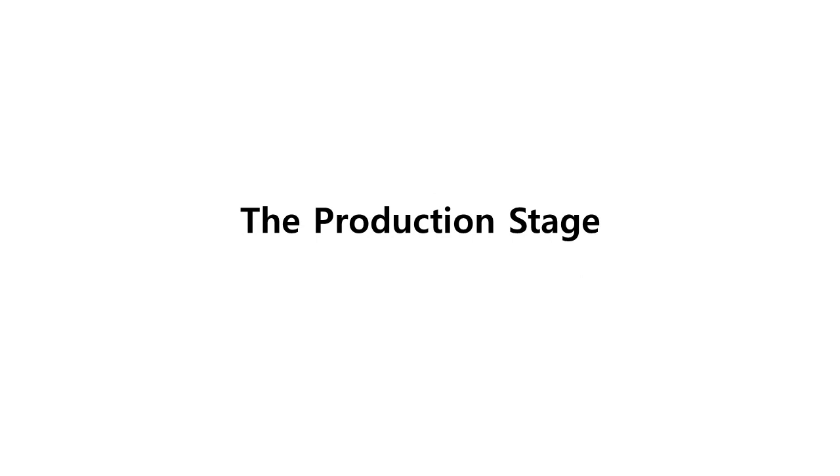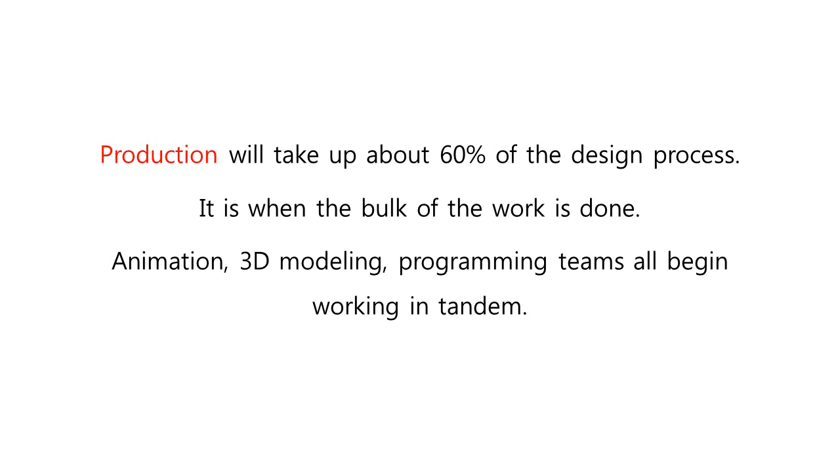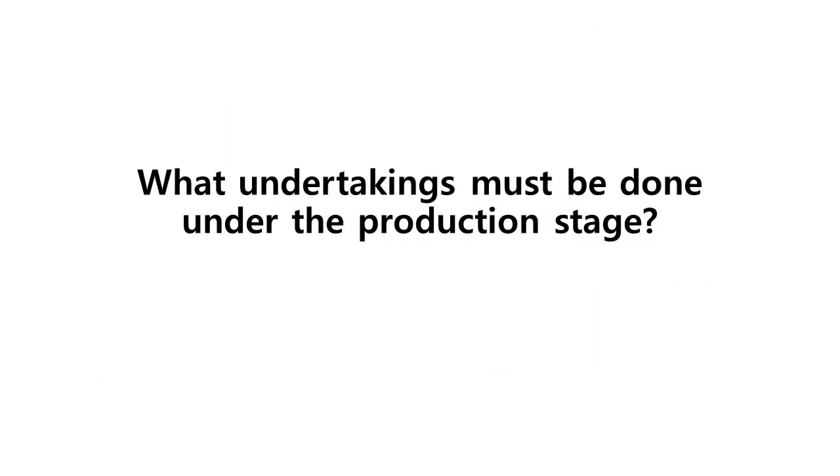The production stage. Production will take up about 60% of the design process. It is when the bulk of the work is done, it's all systems go, the animation, 3D modeling, programming teams all begin working in tandem. What undertakings must be done under the production stage?